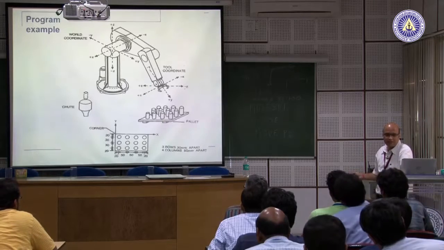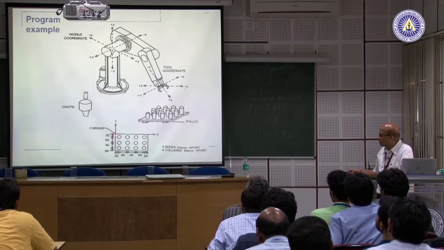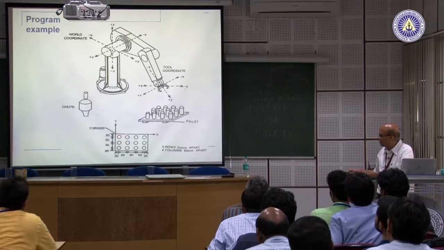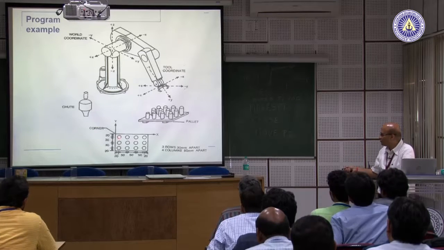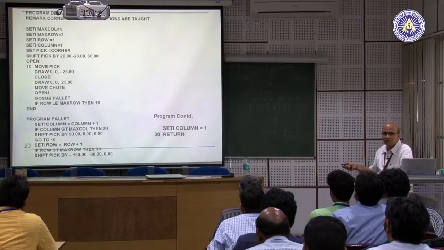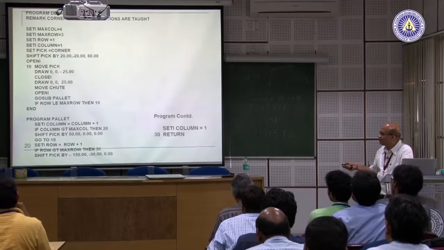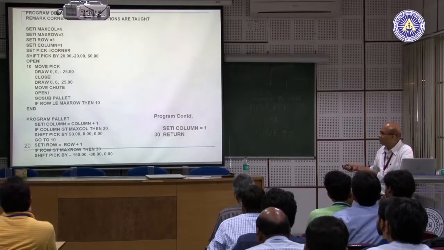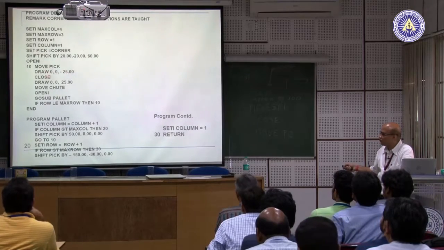So, what was done, this was the corner point, we are shifting pick by 20, minus 20 and 60 on top of the object. So, I am shifting the corner point to the top of this one. Then we are saying open eye, which means open the gripper, then move to the pick point, which is on top of the object. Then you draw. We could use approach here or draw by 0, 0, minus 25, then close.